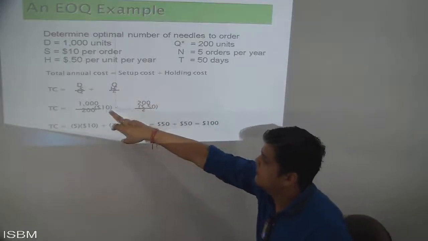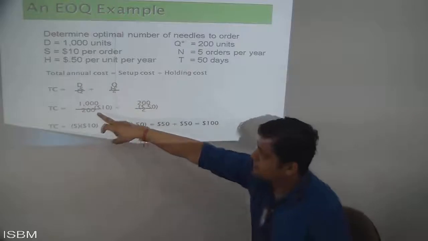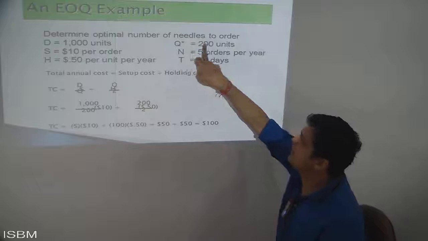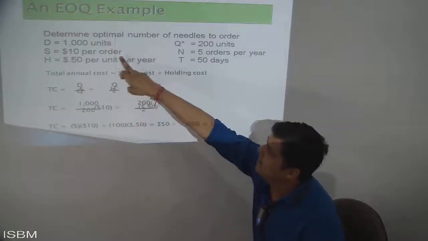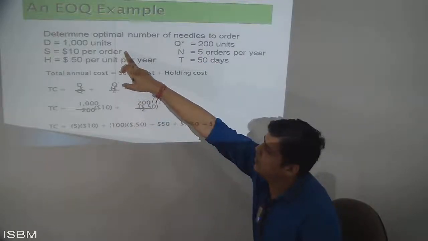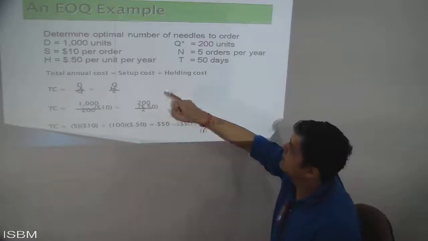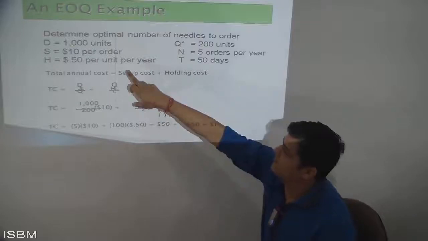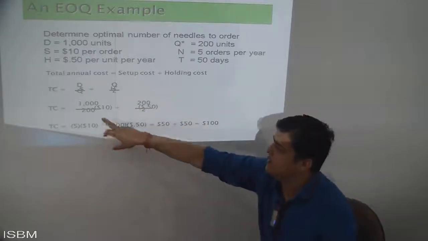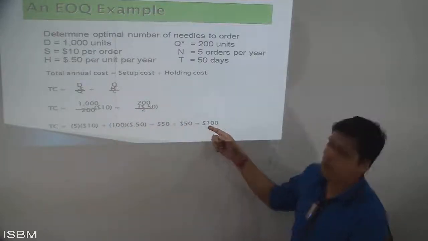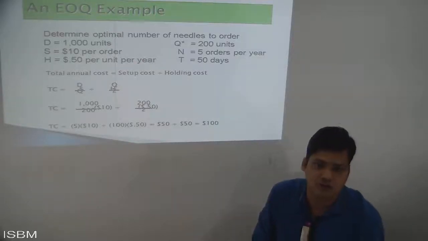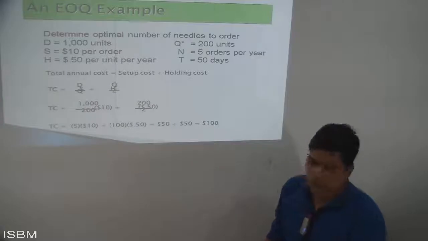So we know that D is 1000, Q is 200, and S is 10. So $10 here plus Q by 2 into H. Q is 200 by 2 into H is 0.50. So multiplied over here, we will get this $100. So the total annual cost becomes 100.